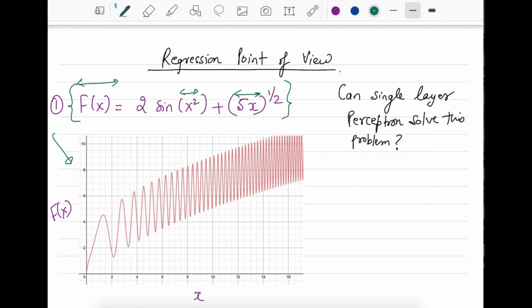Now what you have to do is ask yourself, can a single layer perceptron solve this problem? Any idea whether a single layer perceptron can solve this problem or not? Is it possible for a single layer perceptron to solve this?